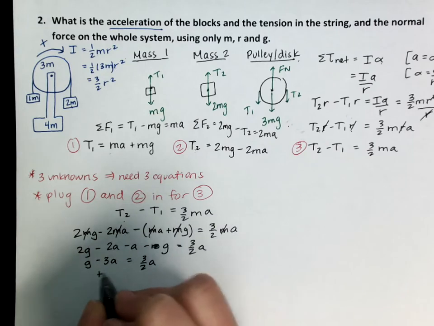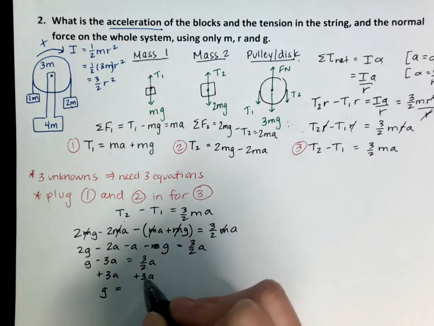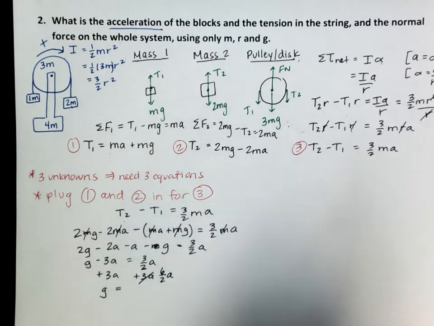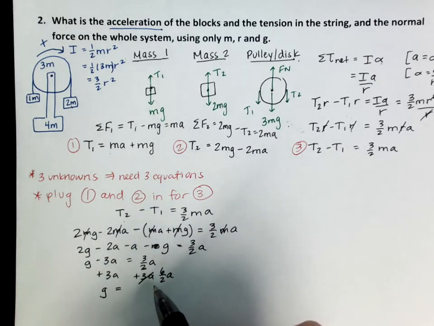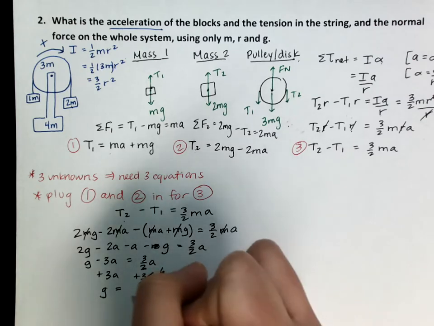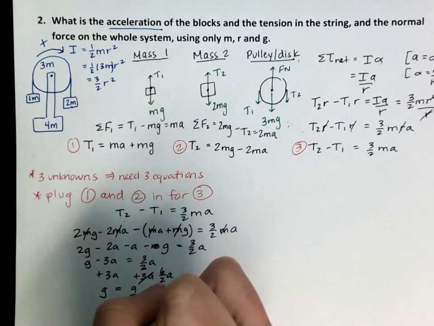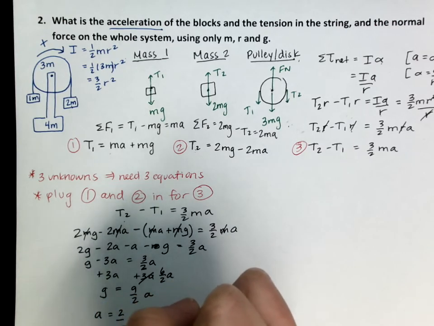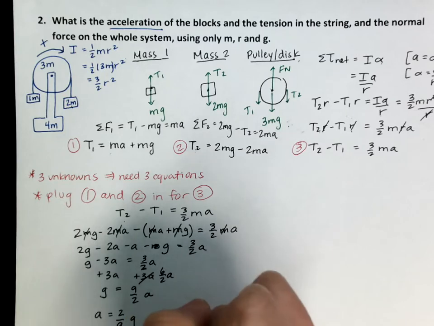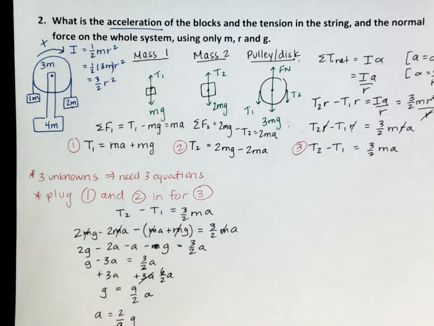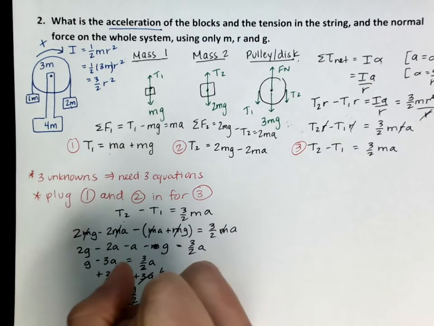Combine like terms again, add 3a on both sides. You're left with g is equal to, well, 3a is the same thing in regards to halves. It's the same thing as 6/2, so 6/2 a. So 6/2 plus 3/2 a is 9/2 a. Okay. So when we solve for a, we get a is equal to 2/9 g. Okay, so that is solving for acceleration.